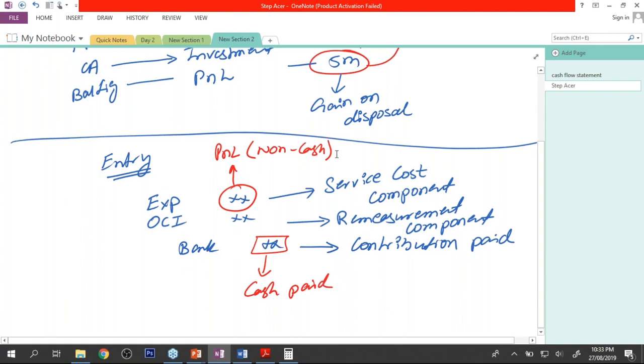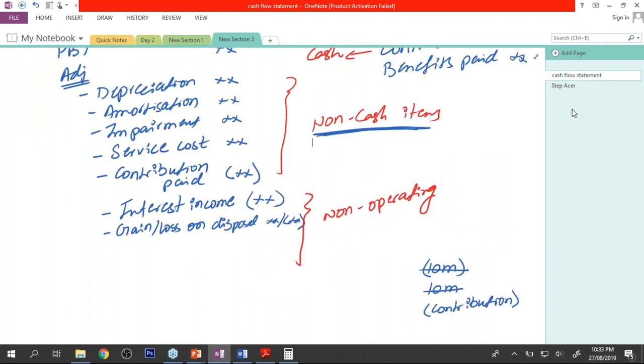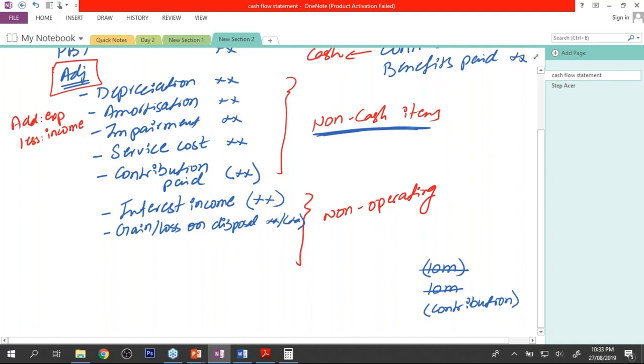Okay, so let's get back to the cash flow statement because this is a lengthy and a very difficult topic. But the gain on disposal will be deducted and loss on disposal will be added in the adjustments. In the adjustments, we add the expenses and we deduct the incomes so that their impact is removed from the P&L.